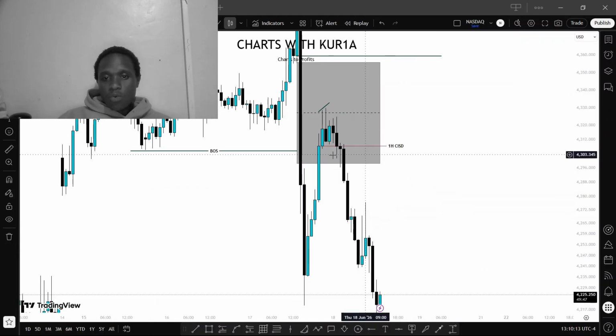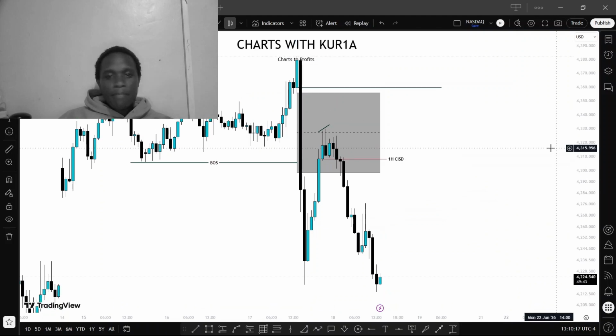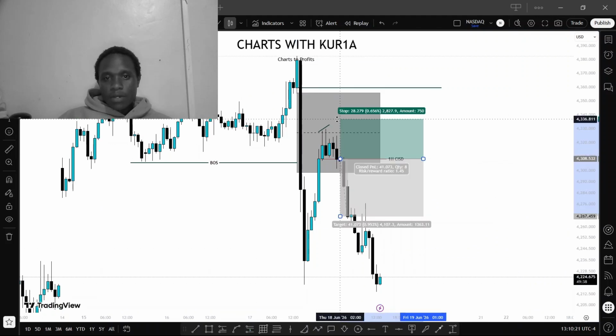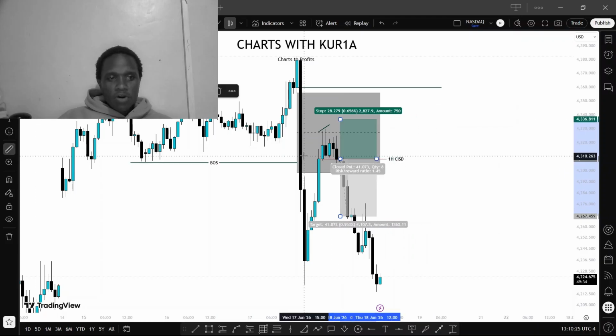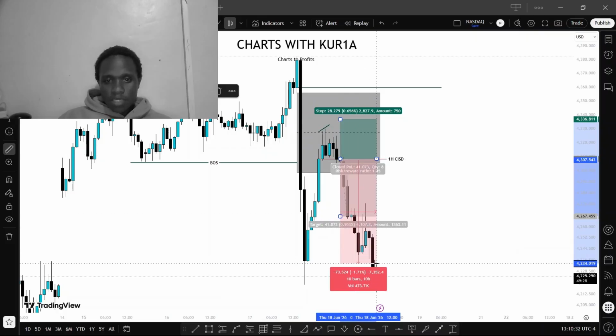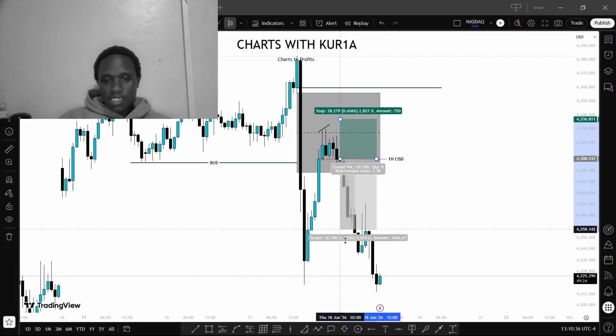So 1 hour change in state, 2 a.m., which is the London kill zone open, perfect time for entry. I took my entry, placed my stop loss just above the Asian kill zone. So you can see that I'm only risking, what am I risking? I'm only risking 230 pips to get 720. So that is a 3R immediately.